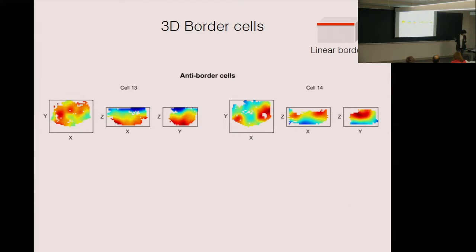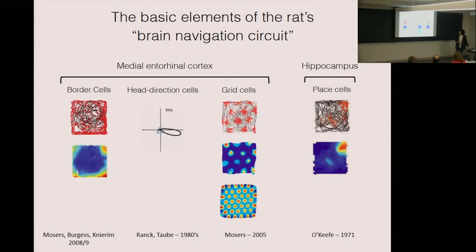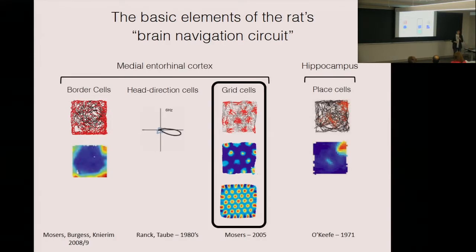All right, so this is what we have about 3D borders. Some of them look a little plainer, some of them look cleaner, bordering the 3D space. So now I want to go into grid cells. What would grid cells be?